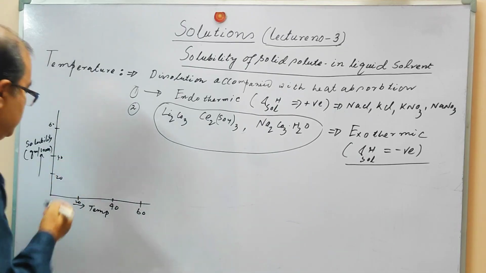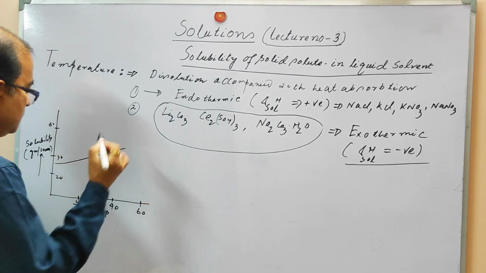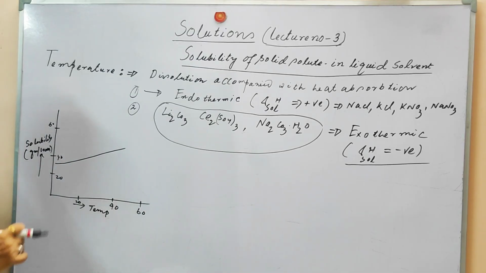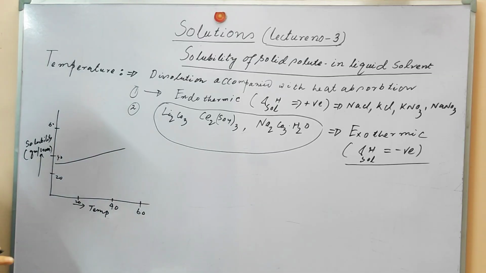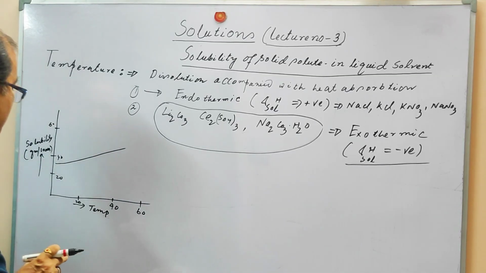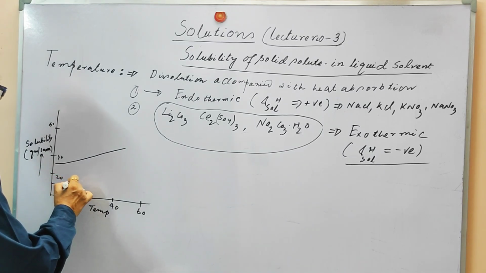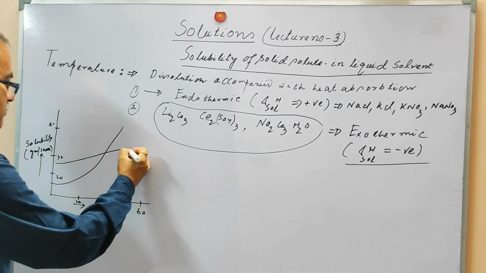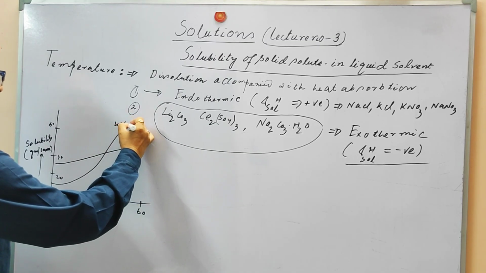When we plot this, we will find the curve is like this. What does it signify? It signifies that with increasing temperature, the solubility goes on increasing. For KNO3, you will find this type of curve.